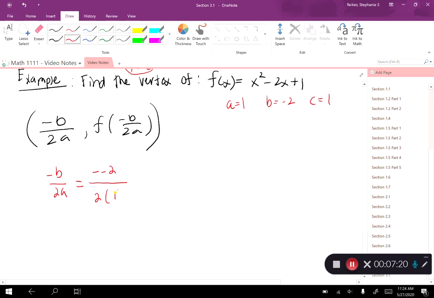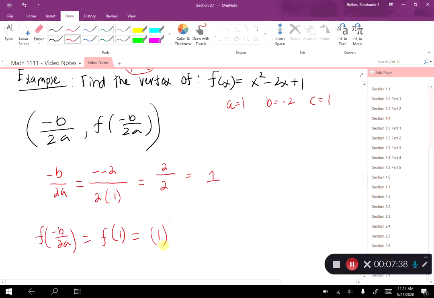Divided by 2 times 1. So it's going to be positive 2 over positive 2, which is 1. So my x value is 1. Now after I find 1, I need to find f of negative b over 2a, which in this case is going to be f of 1.